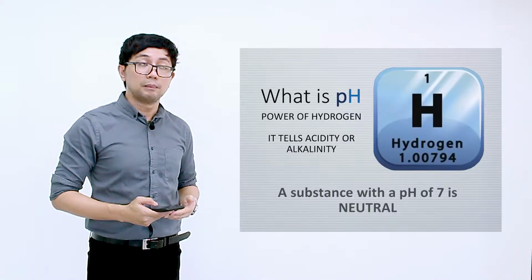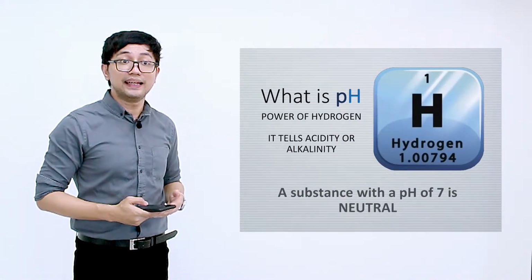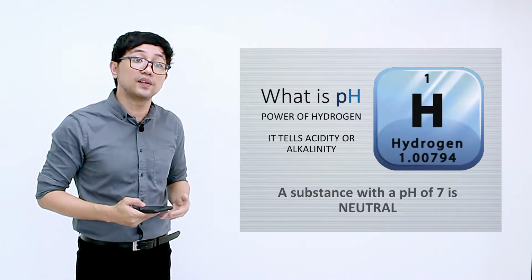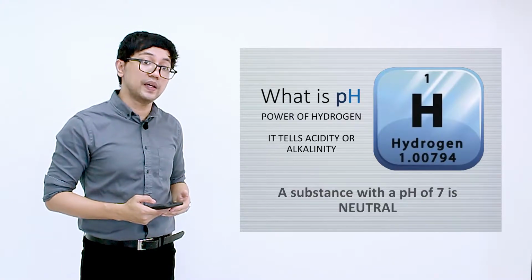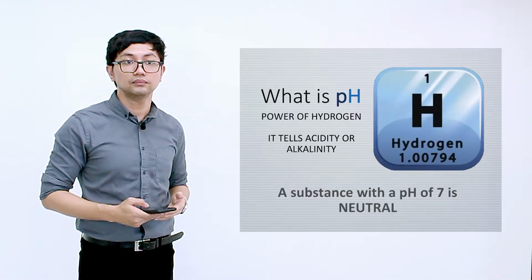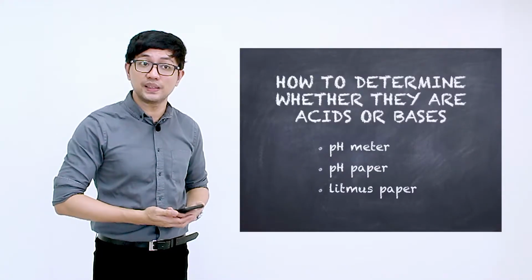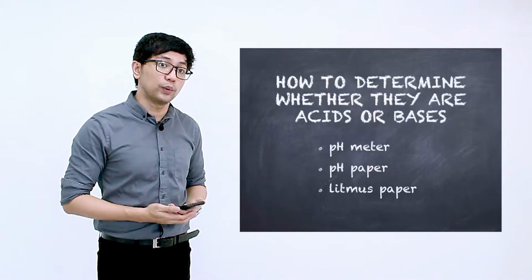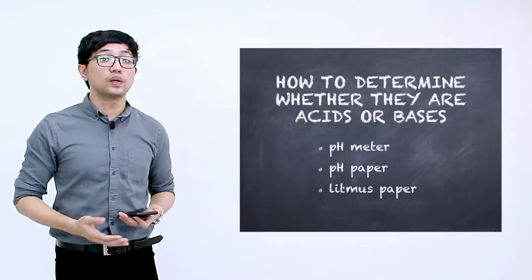Now, I've been mentioning what is a pH. pH simply means power of hydrogen. It tells the acidity or alkalinity of a substance. A substance with a pH of 7 is considered to be neutral. Now, how do we determine whether they are acids or bases? We can use the following: a pH meter, a pH paper, or a litmus paper.